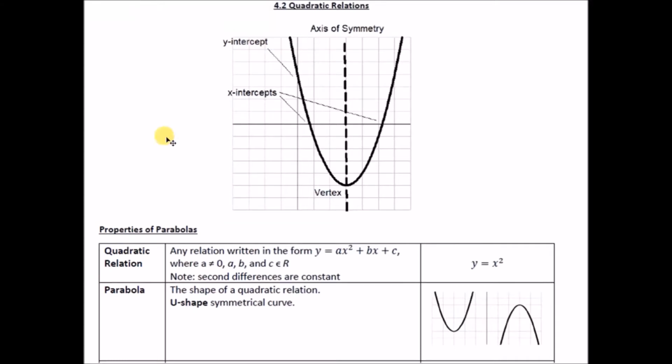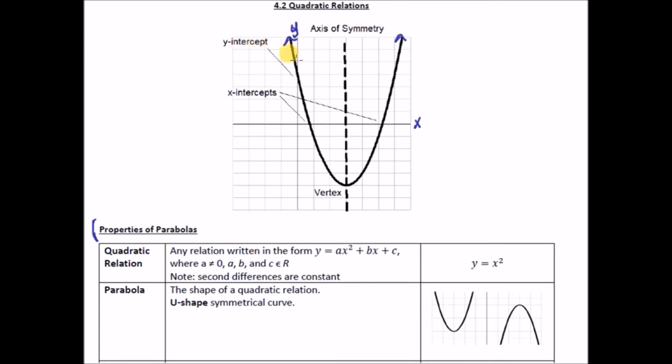4.2 quadratic relations. So we did a little bit of an investigation in 4.1. So now we're going to look deeper into the properties of parabolas. Okay, so I included a graph right here, and there could be arrows on this parabola. We have the x and the y-axis, right? So x here and y is right here.